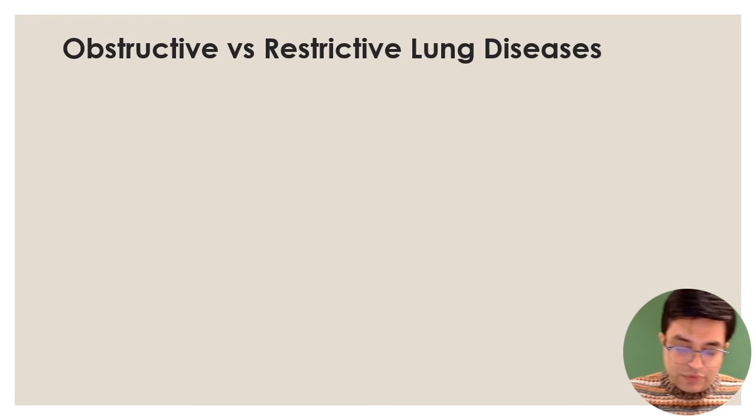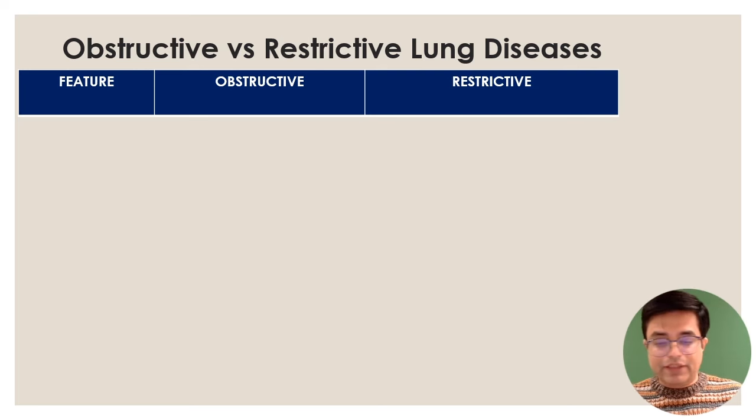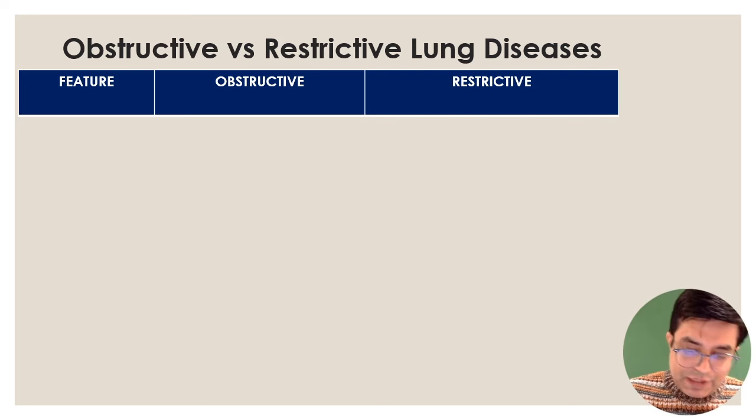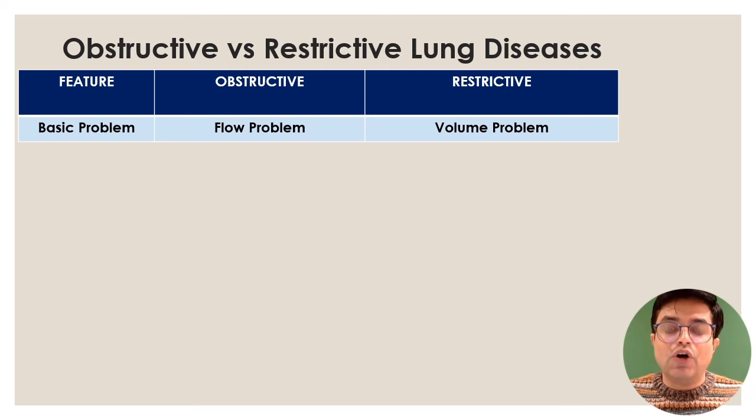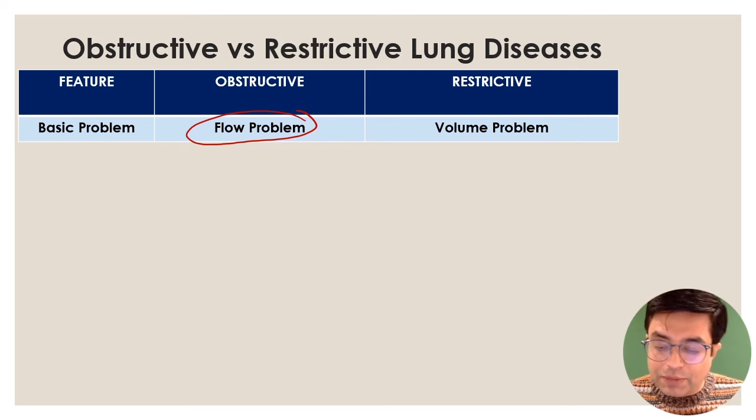देखो, let us make a table here. तो एक तरफ हमारा होगा obstructive disease, दूसरी तरफ we have restrictive disease, right? So सबसे पहले what is the basic problem? Obstructive में प्रॉब्लम आती है फ्लो के अंदर, so it is considered to be a flow problem. रिस्ट्रिक्टिव के अंदर प्रॉब्लम आती है वॉल्यूम के अंदर.